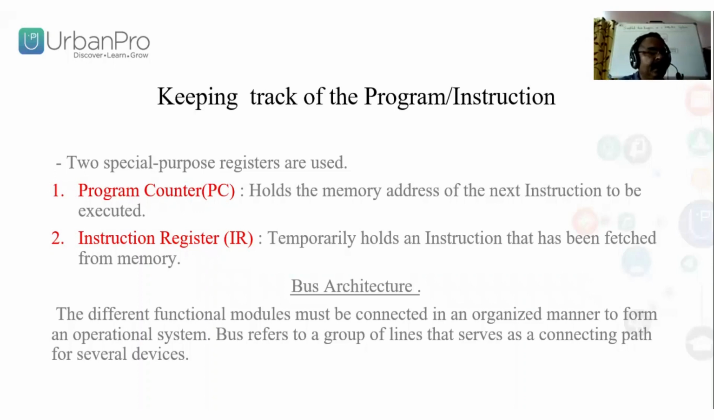That's bus architecture. The different functional modules must be connected in an organized manner to form an operational system. That means my processor is there, memory is there, input unit is there, output unit is there. All should be interconnected through a group of lines, that is, connecting paths. That is called a bus. A bus is just like wires.